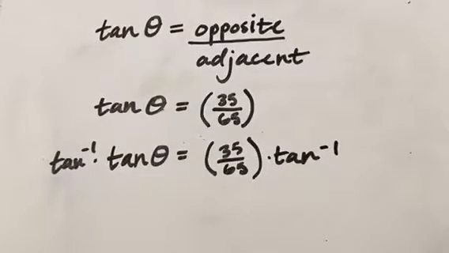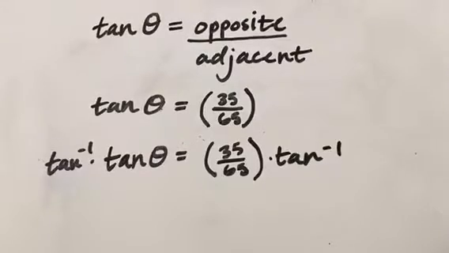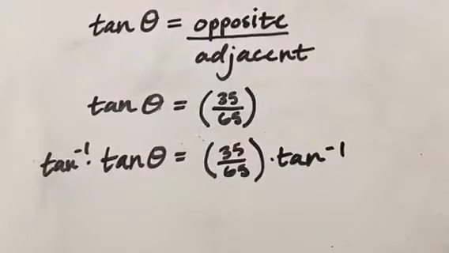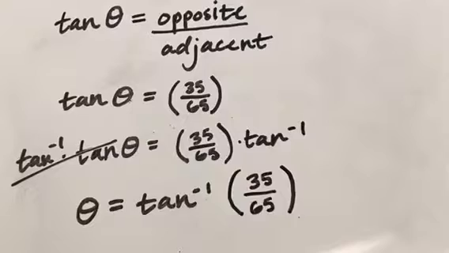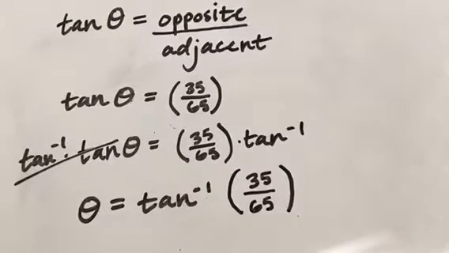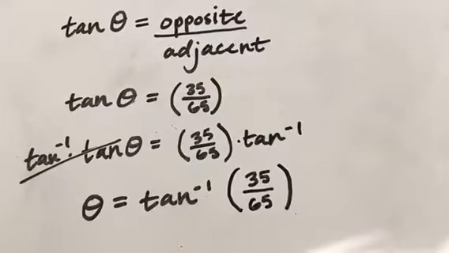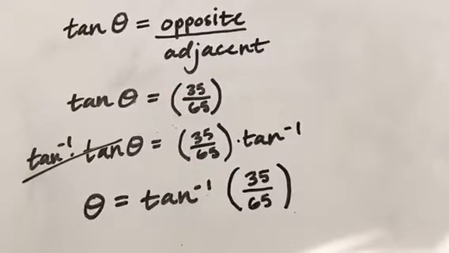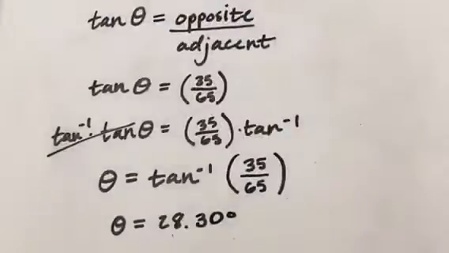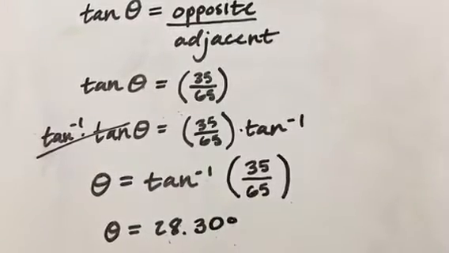Now multiply the inverse of tangent on both sides. This will cancel it out, which leaves theta. Now you're left with theta equals the inverse of tangent of 35 over 65. A common misconception is actually multiplying them, but that's not what you're supposed to do. When you type this into your calculator, you get the answer.